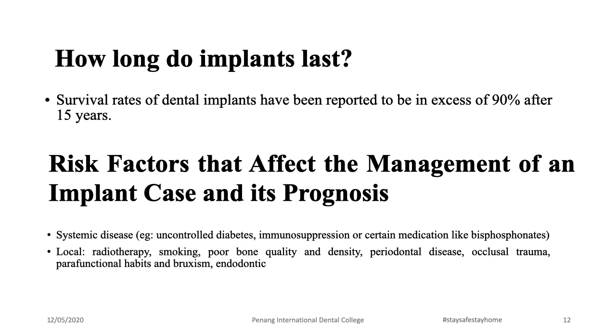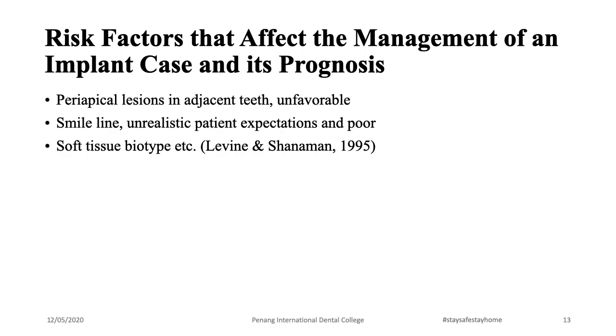Systemic diseases: you have uncontrolled diabetes, which is one of the most common diseases in the entire world, and it is a risk factor in placement of implants. Immunosuppression or certain medications like bisphosphonates. Local: radiotherapy, smoking, poor bone quality and density, periodontal disease, occlusal trauma, parafunctional habits and bruxism. Periapical lesions in the adjacent teeth may also infect the implant and hence cause poor prognosis. Smile line, unrealistic patient expectations and poor soft tissue biotypes are also risk factors for implant cases.